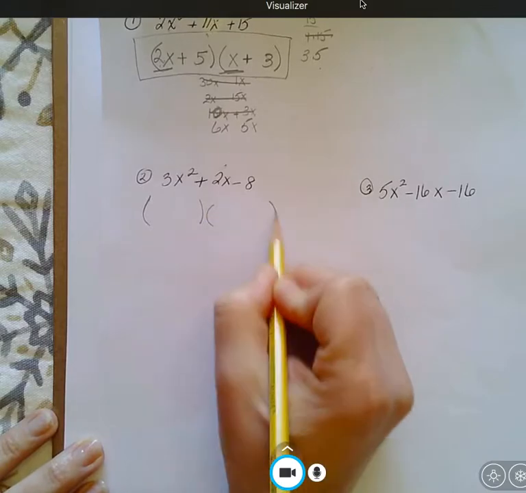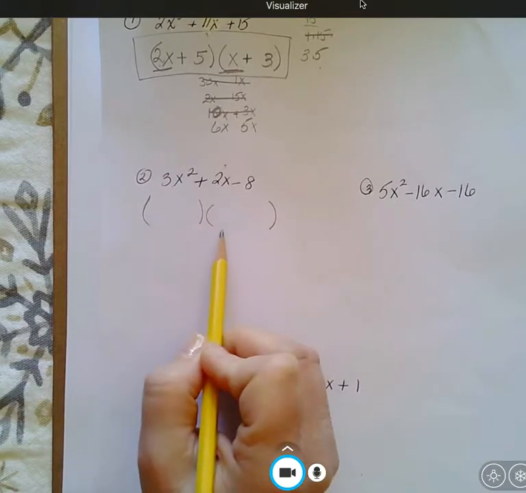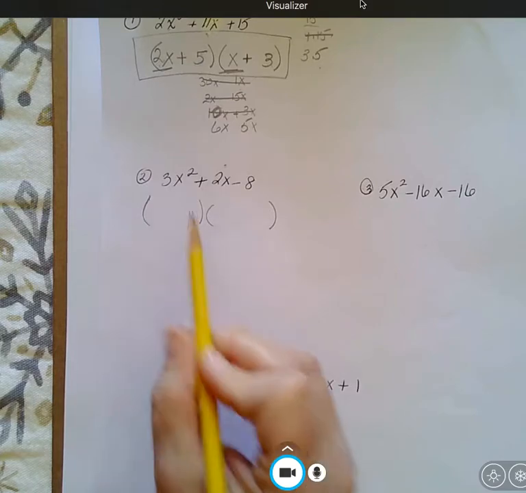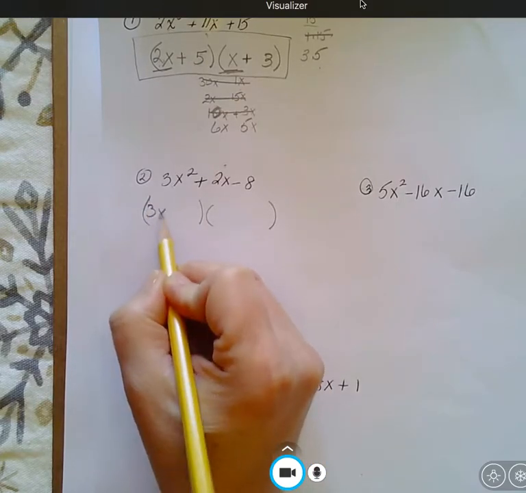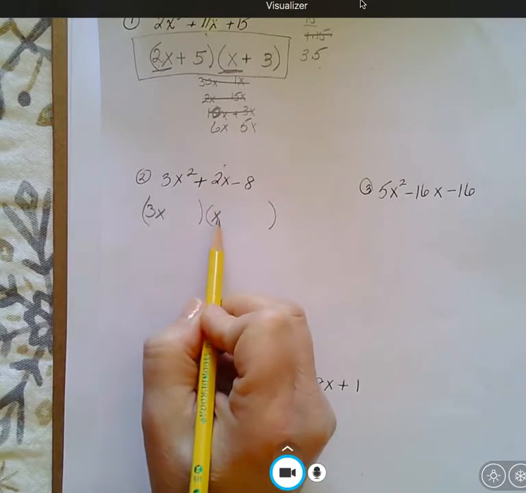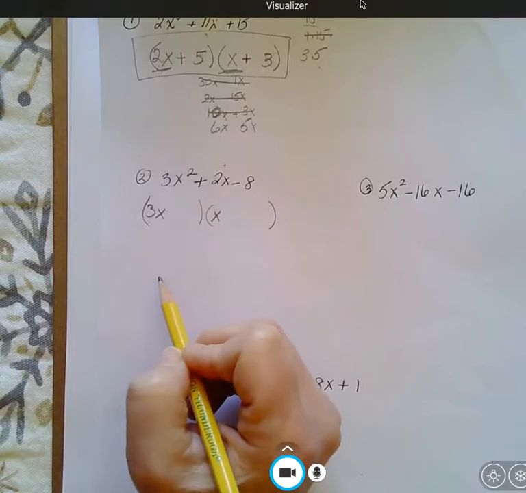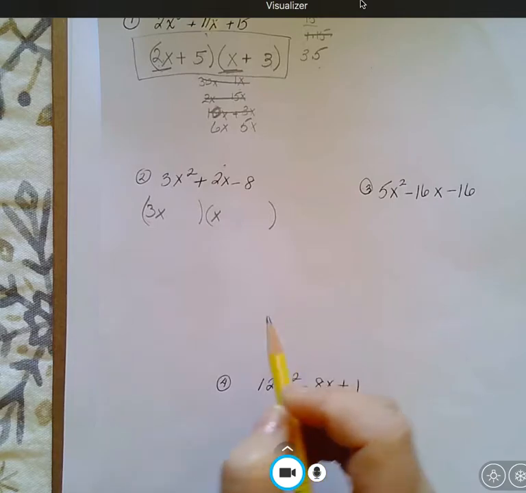Start yourself off: 2 sets of parentheses, and I'm starting with a 3x squared. So I know it's x and x. The only way to get 3 is 3 times 1, because it's prime. So that's what the beginning of my factors have to look like. One of them will start with a 3x, the other one will start with an x. There's no other way to multiply. We're not using fractions or anything. No other way to multiply to get 3x squared.